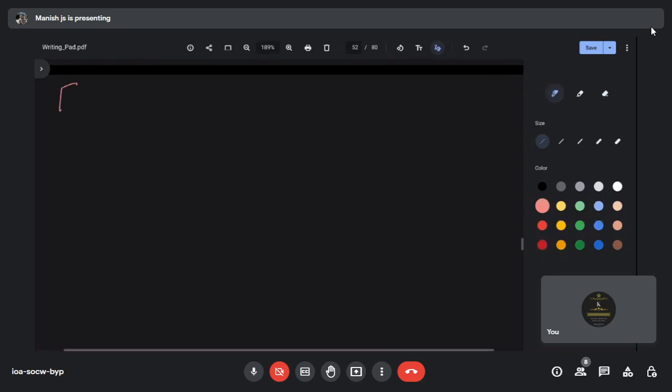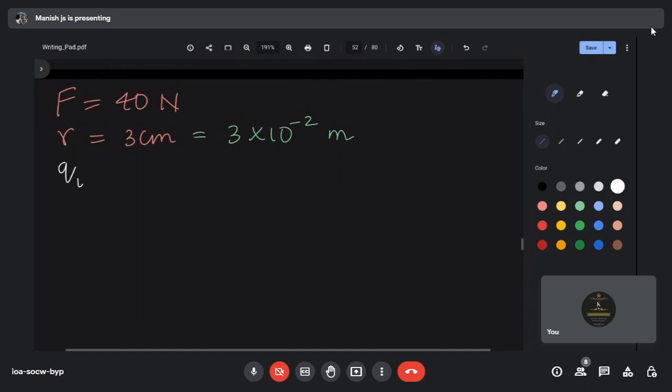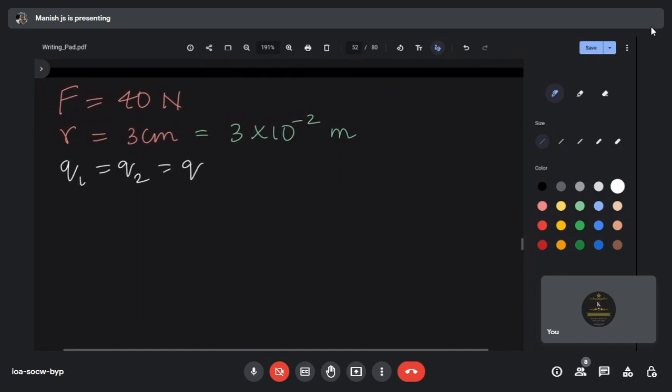They have given the force. Force 40 newton, sir. And what distance was given? 3 centimeters, they gave 3 centimeters, not meters, apart from each other. So 3 centimeter, it is 3 into 10 to the power minus 2 meters. We can write it, isn't it? Converting centimeters to meters. They have told that the charges are equal. Q1 is equal to Q2. We can take it as Q.